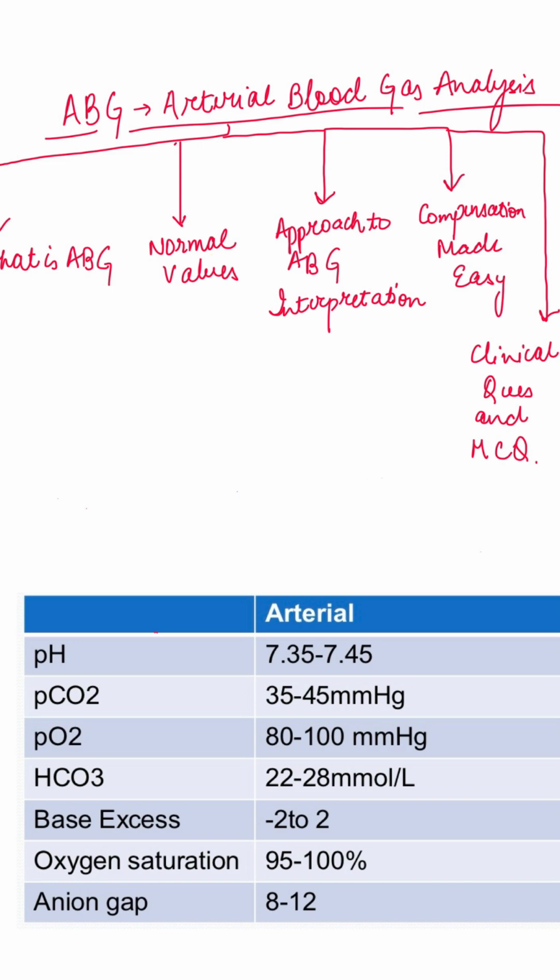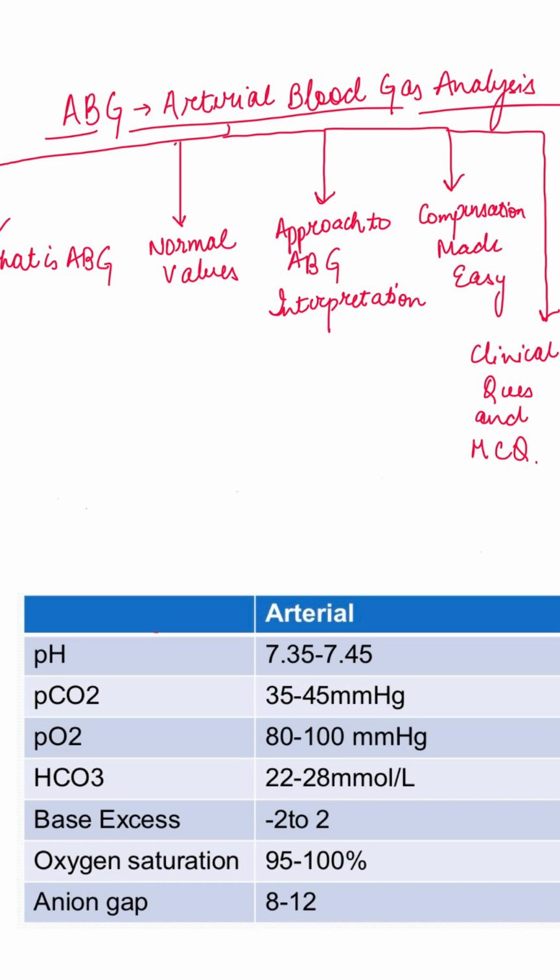So normal value for pH is 7.35 to 7.45. For carbon dioxide, remove the 7 and it is 35 to 45, for easy remembering of the values. Next is oxygen, that is 80 to 100 mm of mercury. Then bicarbonate 22 to 28 millimoles per liter. Base excess normal value is -2 to 2. Oxygen saturation normal value is 95 to 100%, and anion gap is 8 to 12.